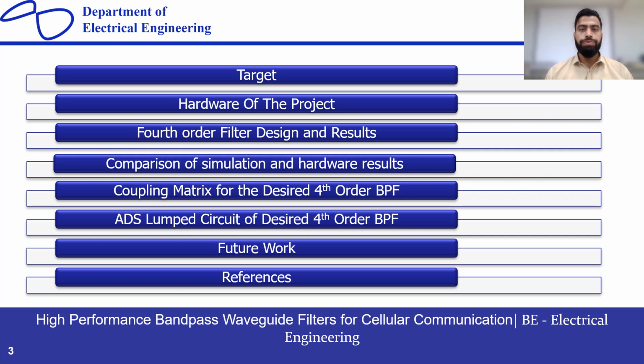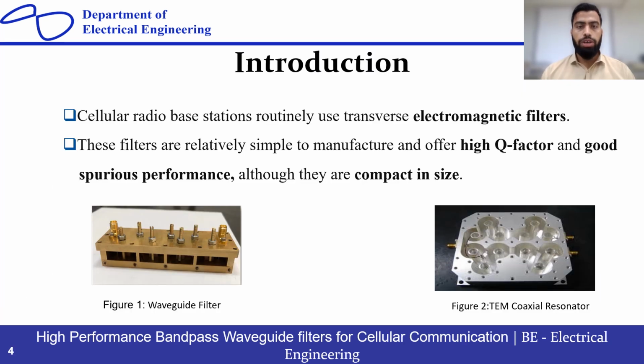So let's move on. Okay, so introduction. Cellular radio base stations routinely use transverse electromagnetic filters, and these filters are relatively simple to manufacture and offer high quality factor and good spurious performance, although they are compact inside. There are many other filters also used in this field, but the quality of my filter is that it is compact in size and it offers high quality factor and good spurious response.